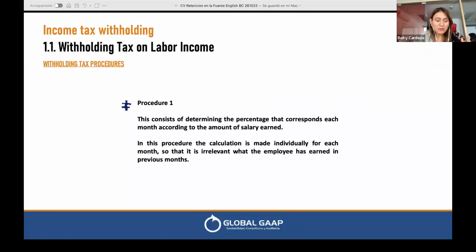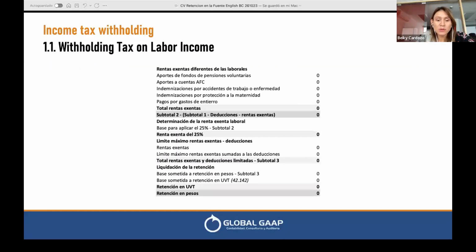What changes is the cash flow. So it's important that you ask your employer what is the best procedure to use.